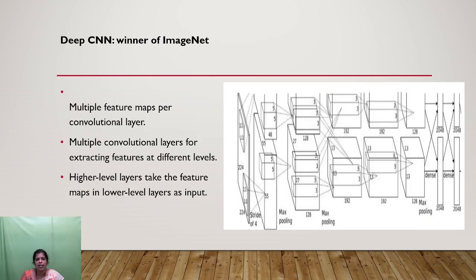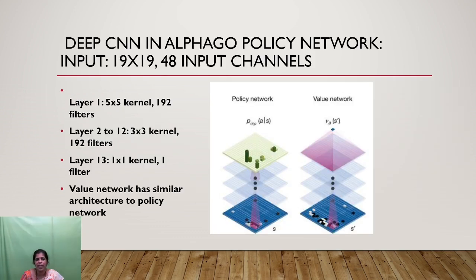So this is ImageNet. Here we have multiple feature maps for the convolution layer, and each extracts features at different levels. In the higher level layers, the mapping of the features is done with the lower level layers. Now the deep CNN example is the AlphaGo policy network.